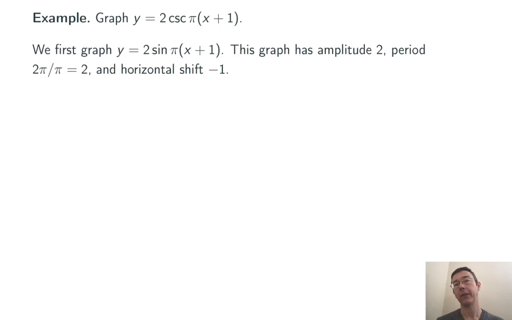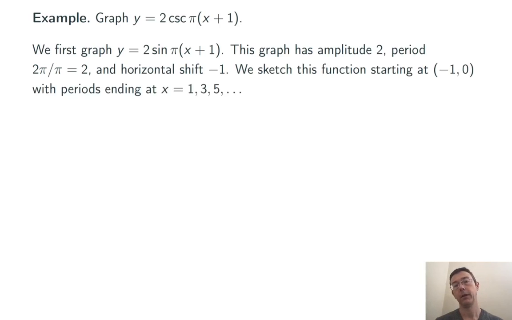Let's write down some facts that we know about this graph. It's going to have amplitude 2, so that's the absolute value of the coefficient out front. It's going to have period 2 pi over b, so 2 pi over pi, or 2. And it's going to have a horizontal shift of negative 1, so that's 1 unit to the left. Let's go ahead and graph that sine function. We'll start at negative 1, 0.